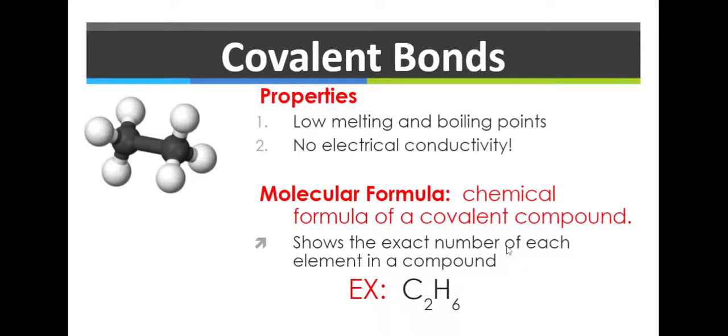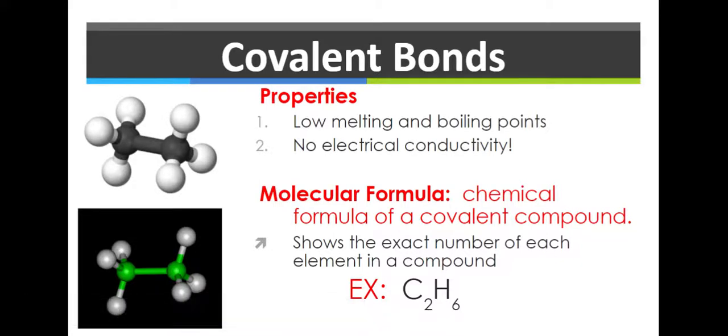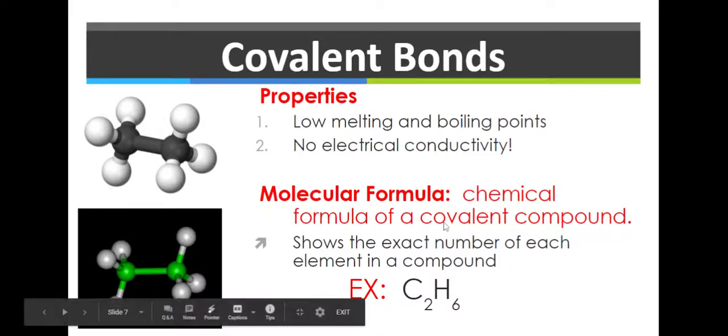What are the properties of covalent bonds? They have low melting points and low boiling points, and they have no electrical conductivity. They suck at producing electricity. The chemical formula of a covalent compound is called a molecular formula, and the molecular formula just shows the exact number of each element in the compound. So an example of this would be carbon, hydrogen, carbon with 2, hydrogen with 6.